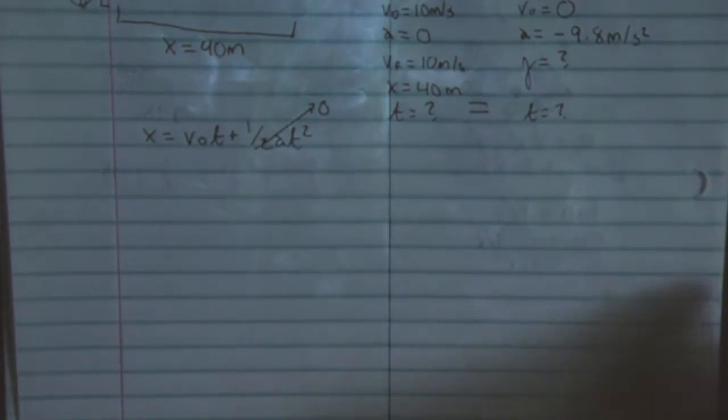So the one that will help us here will be x equals, can you see that? Initial velocity times time plus 1/2 acceleration times time squared. This may look like a horrible quadratic, but don't worry, your a is 0, so that's 0. So 40 meters is equal to 10 meters per second times t. So your t will be 4 seconds. So we can bring that up into here.